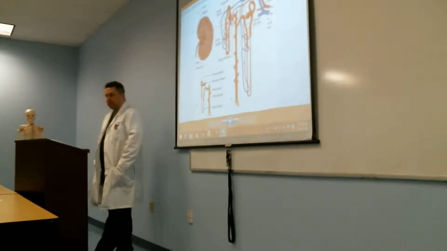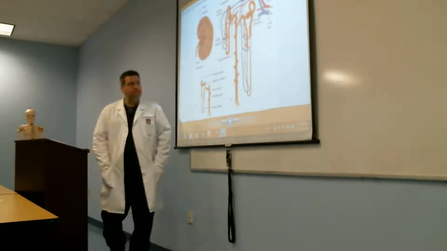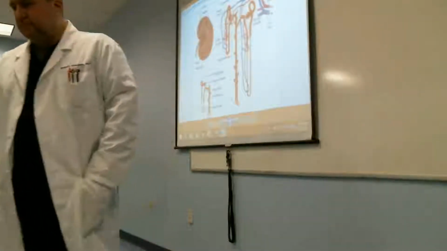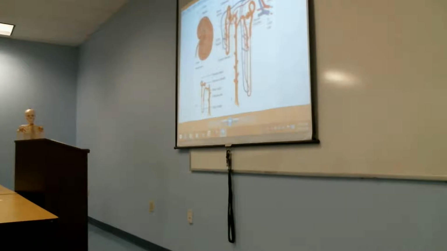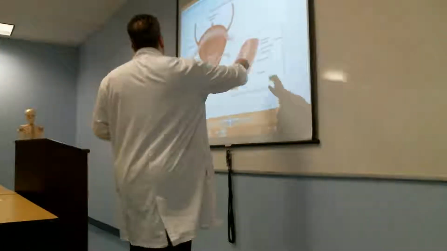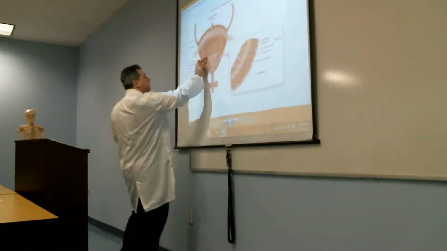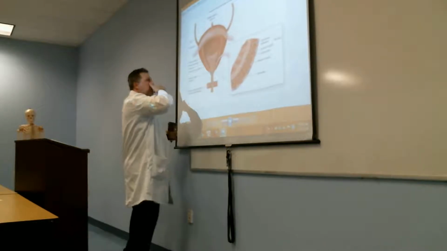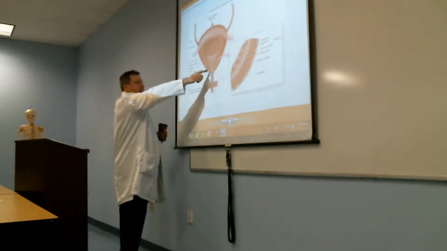The urinary bladder is located in the pelvic cavity. It's a hollow muscular organ, muscular because it's going to be pushing urine out. It is a storage site. So notice we have 2 ureters draining in from each kidney, left and right, and they're draining into this spot here and here.